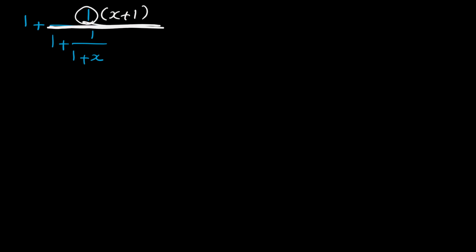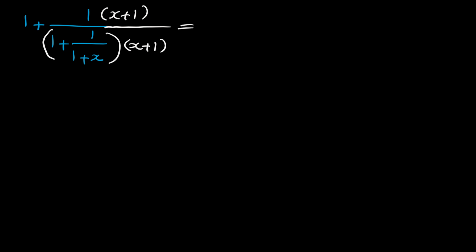Attention, this is the main fraction. So we multiply the numerator and denominator, which is this big expression, by x plus 1. And because we multiply numerator and denominator at the same time by the same expression, we are not changing the original value of the expression.